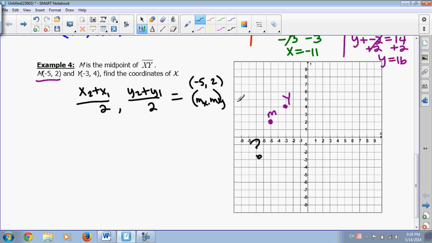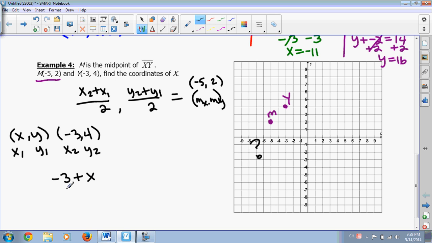We already know that's our midpoint. So we need to set it up like the previous problem. Our first endpoint, our x, we don't know where it is. Our second endpoint is -3, 4. So let's go ahead and label this as x1, y1, x2, y2. All right, let's plug it in. x2 is -3 plus x1, we don't know, we'll just call it x, divided by 2 equals our x value for our midpoint, which we know is -5.